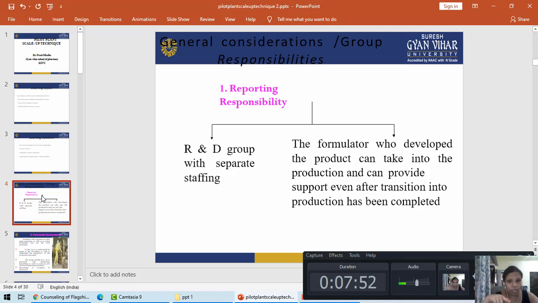So R&D is there, as well as the formulator, and the formulator also has responsibility for the pilot plant scale up.